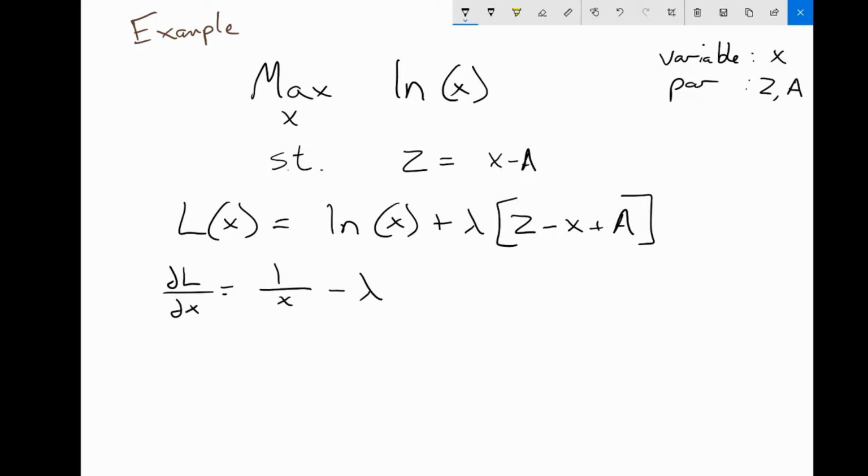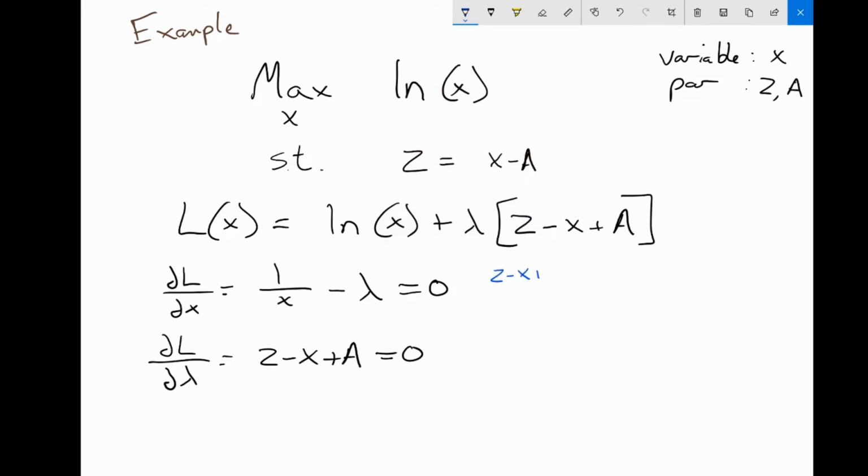Okay, and then we take the derivative with respect to lambda, and we get z minus x plus a. All right, then we need to do the first order conditions, so we just set these equal to 0. And then we need to solve these for x and lambda. So let's do that. I'm going to change colors to make this a little bit clearer. So I'll do it over here this time.